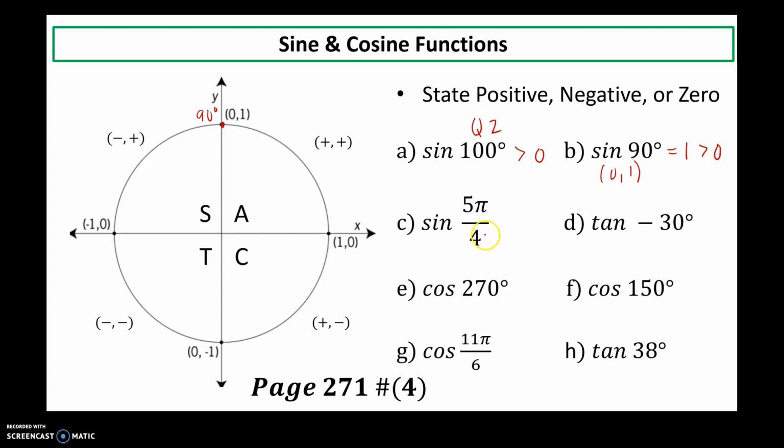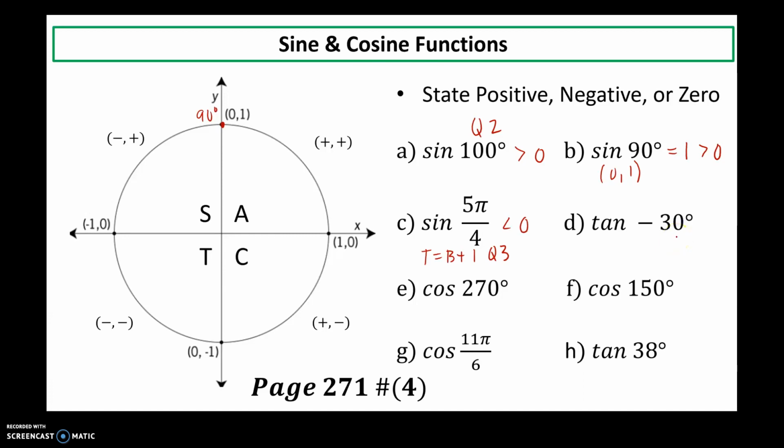Sine of 5 pi over 4. So we filled out the angle measures and their corresponding radian measures in lesson 7.1. So when I look at this, 5 pi over 4, that's bigger than 1 pi. So since my top number is my bottom number plus 1, 5 pi over 4 is in the third quadrant. In the third quadrant, only the tangent function is positive. So the sine of 5 pi over 4 has to be less than 0.